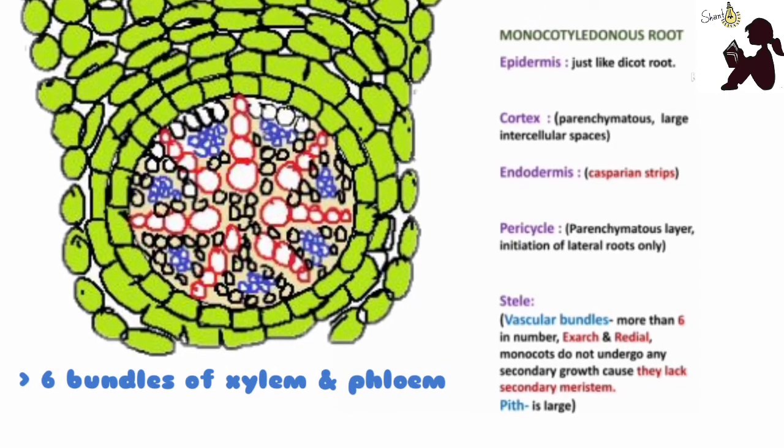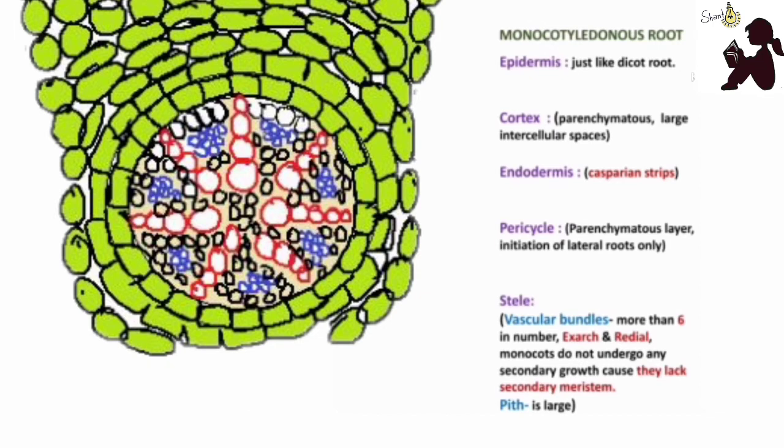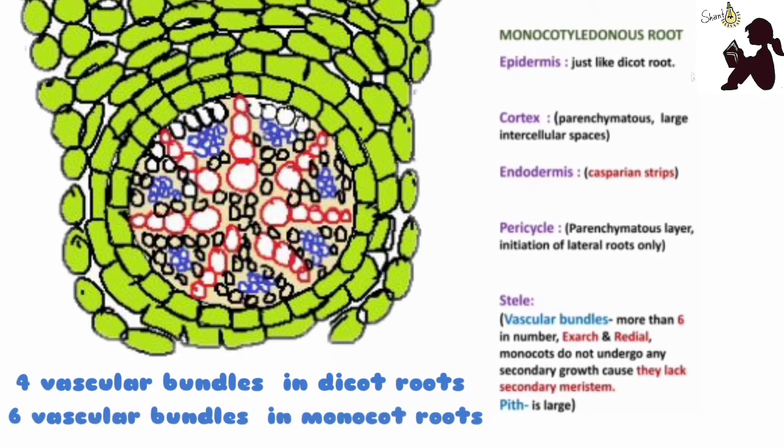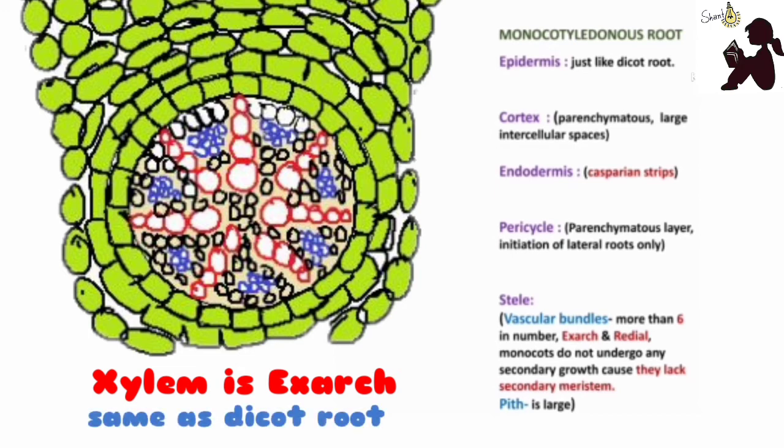So here we can see a greater number of vascular bundles than in the dicotyledonous root. So you should remember there were 4 and here there are 6 vascular bundles present in the stele. Now also the xylem is exarch in type and the orientation is radial, just like the dicotyledonous root.